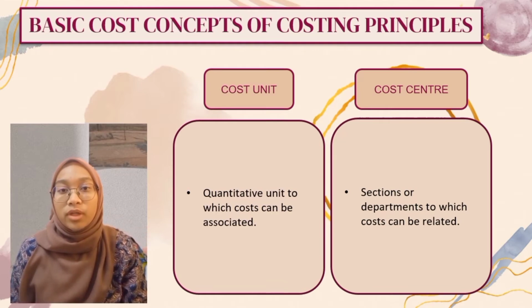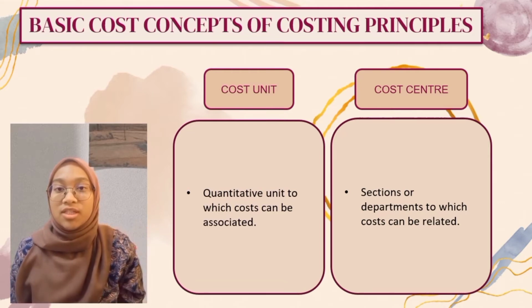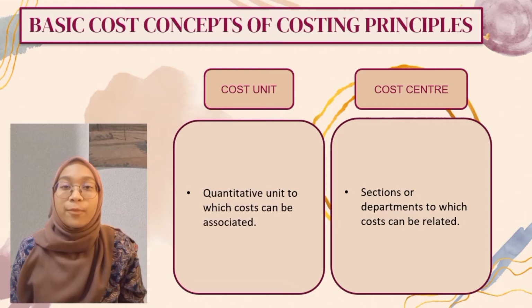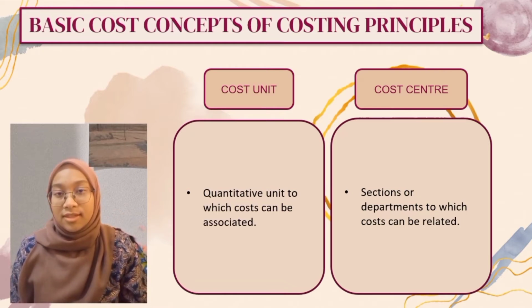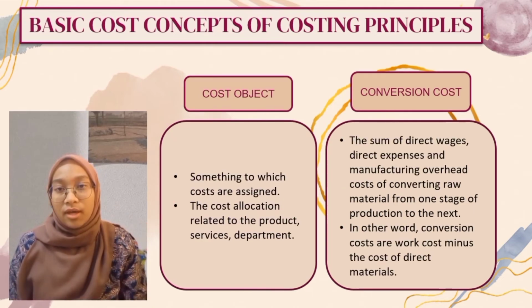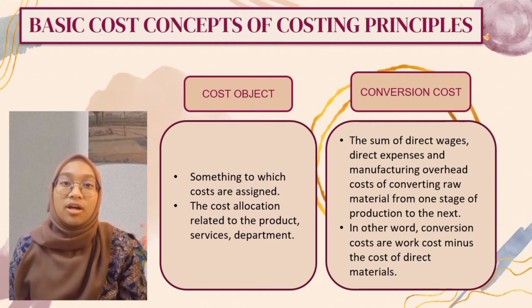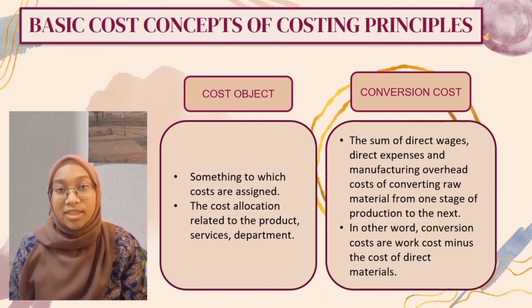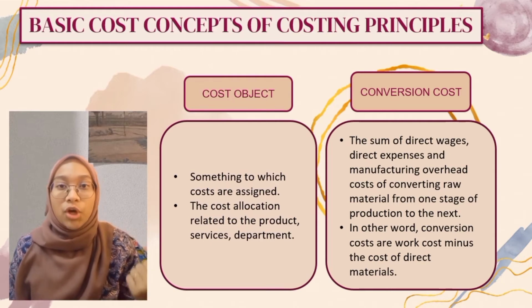Cost unit is a quantitative unit to which cost can be associated. For example, a liter of petrol. Next is cost center. Cost center is sections or departments to which costs can be related. For example, production and service cost center. The third one is cost object. Cost object is something to which costs are assigned. It is the cost allocation related to the product, services, and departments. For example, product lines, geographic territories, customers, and departments.